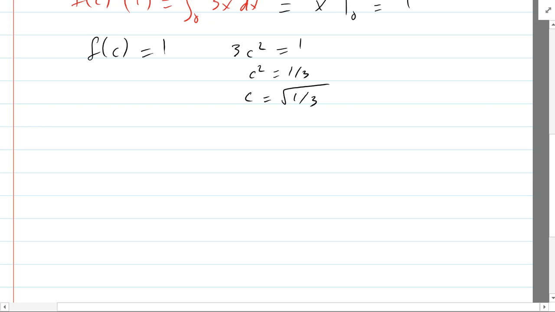Did I get the same c? I did, because those are related. If I'm talking about the average rate of change, and then I do the average value of the derivative from the average rate of change, I'm going to get the same c. They are related. It's going backwards.